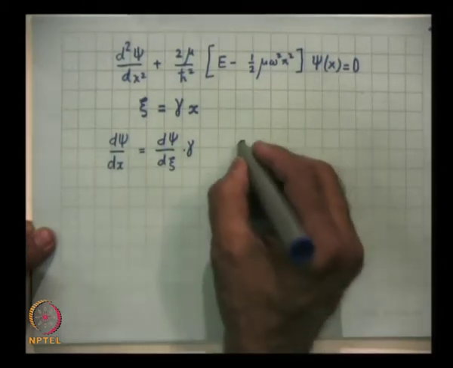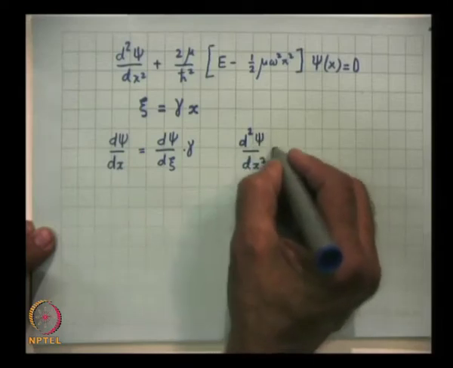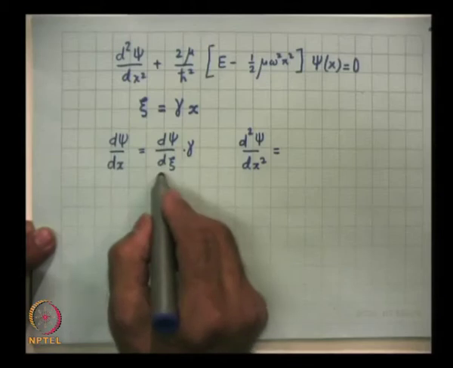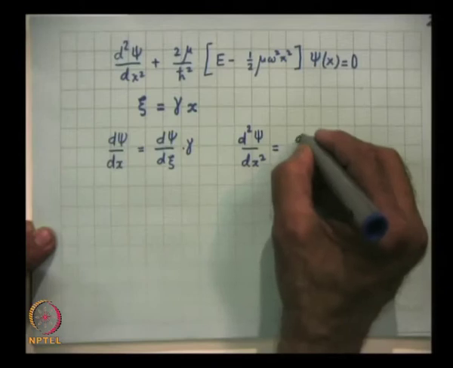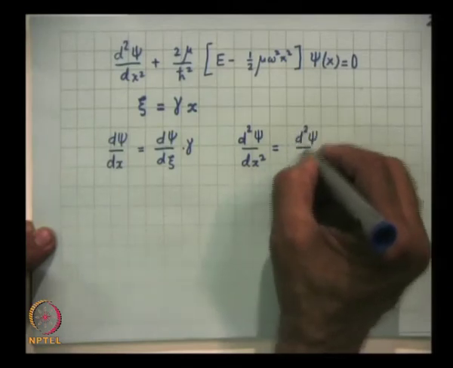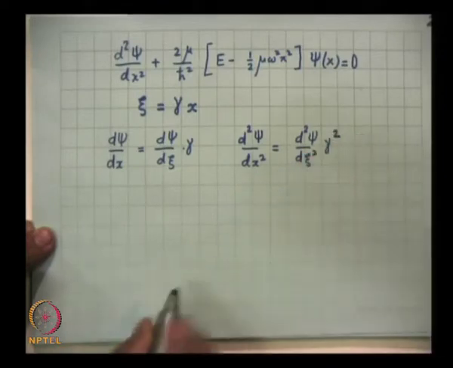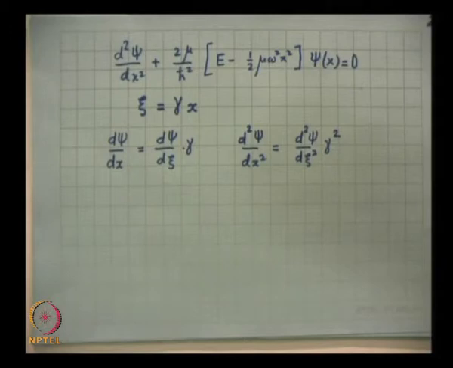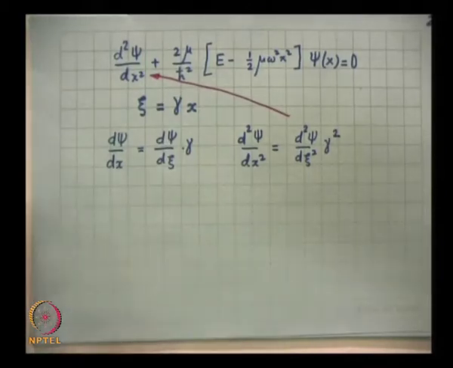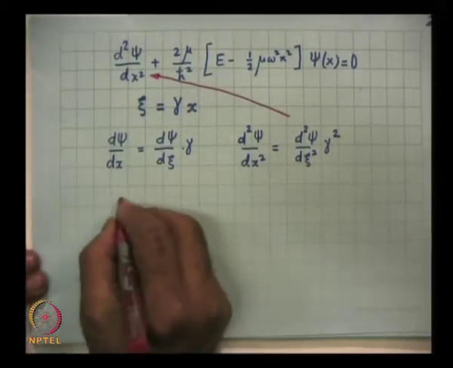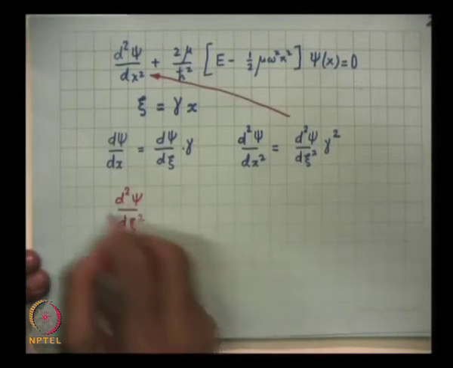If I differentiate it again, I will get d2 psi by dx square is equal to d by d xi of this multiplied by d xi by dx. So, this will become d2 psi by d xi square multiplied by gamma square. So, what I do is I substitute this in this equation and obtain, please see this, d2 psi by d xi square multiplied by gamma square.